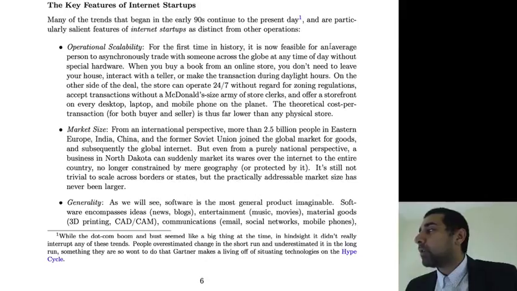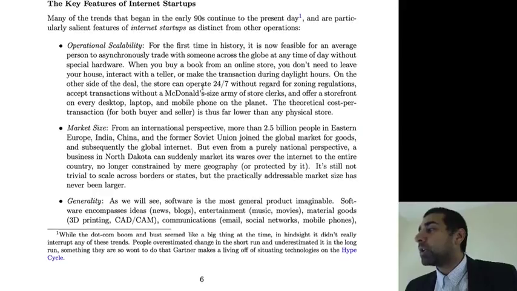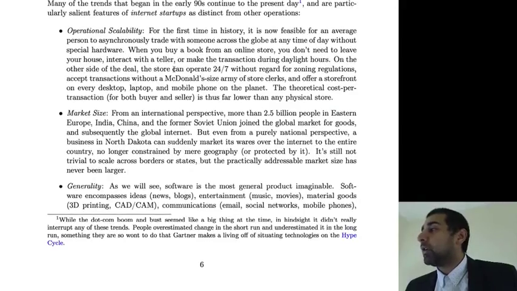It's now feasible for you in your room to trade with someone across the globe at any time of day without special hardware. You don't even actually need to be at your computer to do this. You can just set up a store and take a transaction from them or from 100 people at the same time. We don't really think about how amazing this is, but think about how different that is from the physical world, where you need a clerk and you have lines and queues and things like that. An internet store can operate 24/7.